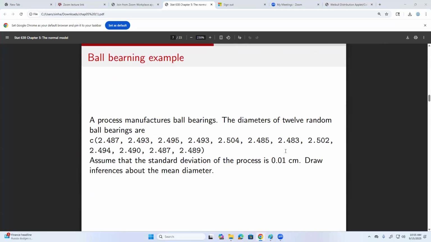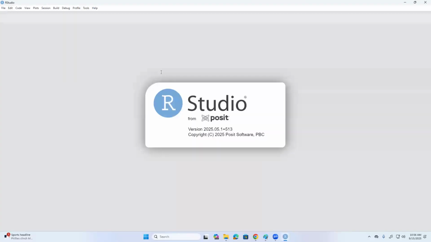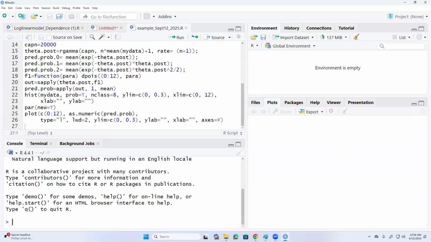So here is an example, a ball bearing example. A process manufactures ball bearings. The diameters of 12 random ball bearings are these: 2.487, and so on, all those numbers. Assume that the standard deviation of the process is 0.01 centimeter. Draw inferences about the mean diameter. So it's a very standard problem. We can apply our inference technique here.